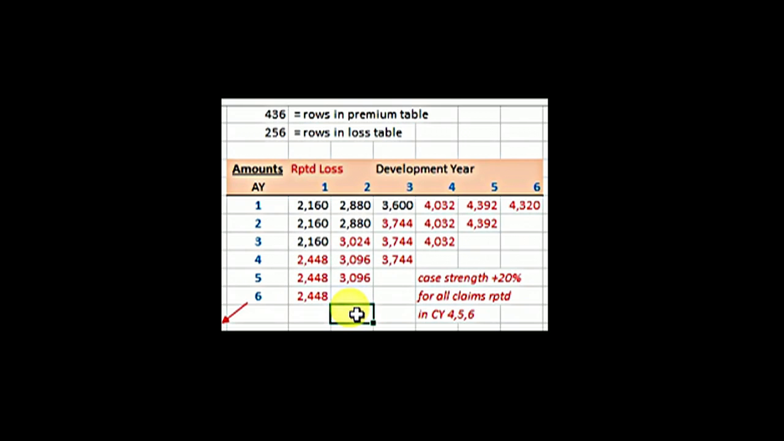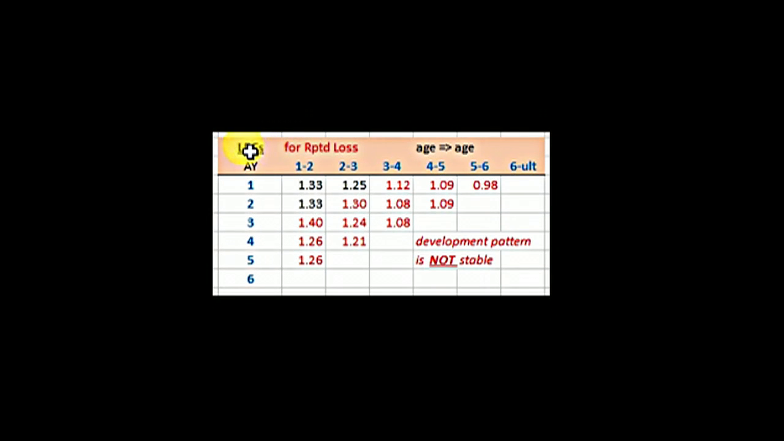Now, a change in case reserve only affects the reported loss triangle. We're not even going to look at the paid loss triangle. You can look at that later. The paid loss development will be perfectly accurate. Now, the key question is, do these changes in the data triangle have an effect on the development pattern? And the answer is yes.